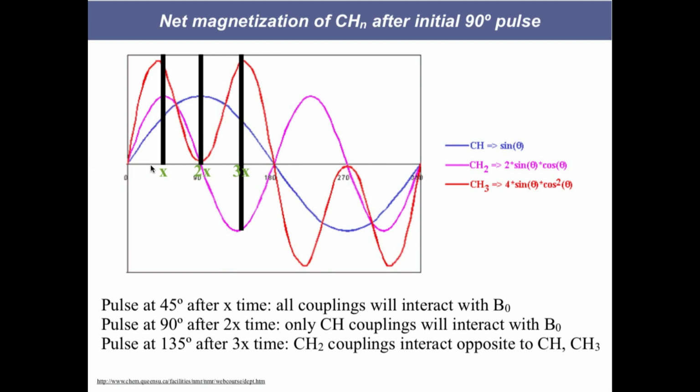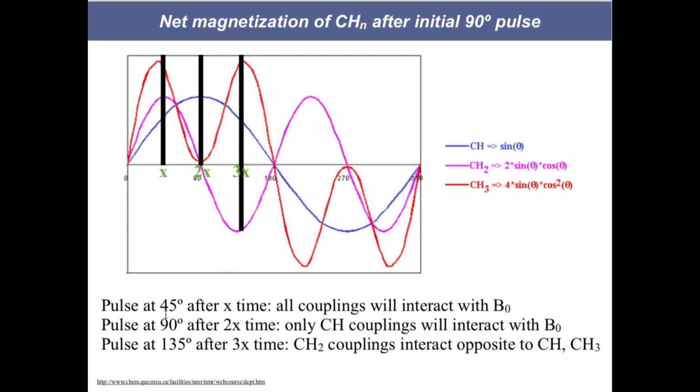After X amount of time, corresponding with 45 degree angles, at 2x amount of time, corresponding to 90 degree angles, and 3x amount of time, corresponding to 135 degree angles. If we pulse at 45 degrees, after X amount of time, all of our couplings will enhance. Their interactions with B0 will enhance. And we will see all 3 of them in our spectrum showing up after X amount of time if we pulse at 45 degree angle.